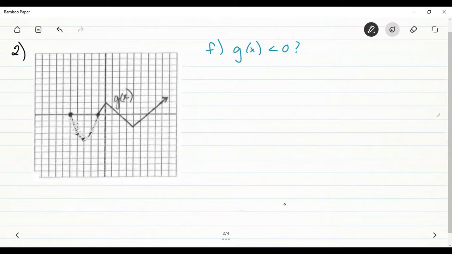So this whole piece and this whole piece. Not including 0, we have now 2 intervals. The first one starting at -5 and going to -1, and the second one starting at 2 and going to 6.